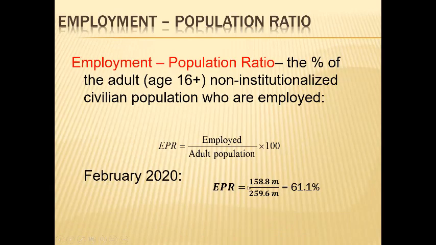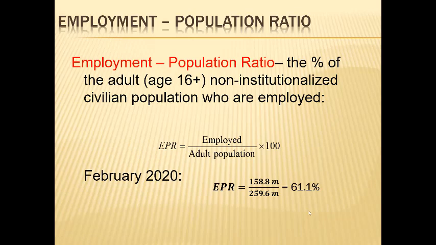Okay, finally, let's look at the employment to population ratio, which, as the name implies, is just the number of employed divided by the population. That's pretty easy to size up. Current data, we've got 158.8 million working. We've got 259.6 million non-institutional adult population for an employment population ratio of 61.1%. All right, now again, good, bad, indifferent.